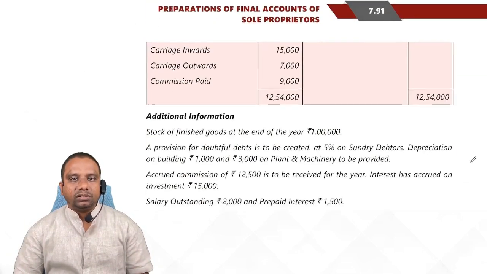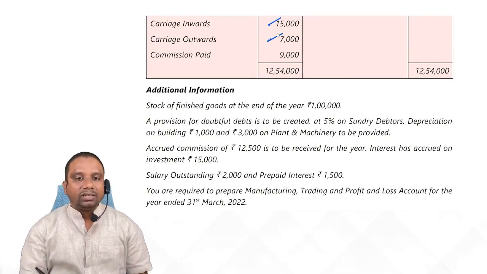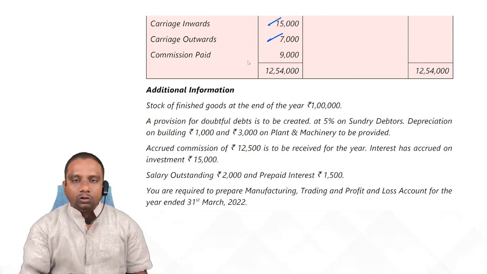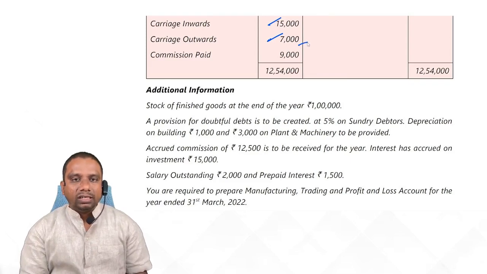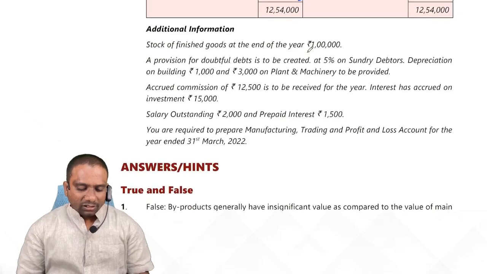Now see the adjustment. Carriage inward, manufacturing account, debit. Carriage outward means amount paid on sales, to deliver the goods to the customers. So P&L account debit, commission paid P&L account debit. Is this clear? Now look at additional information.